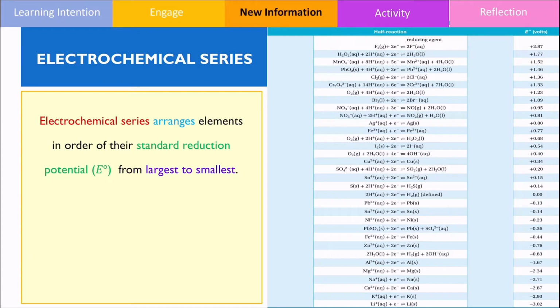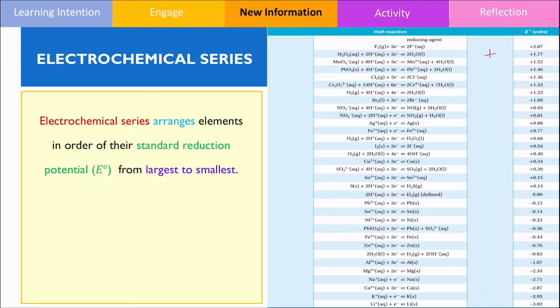The electrochemical series is essentially a chart developed by scientists that arranges elements in order of their cell potential from largest to smallest. In other words, it shows the reduction half equations in order of increasing reactivity. As you can see, all of the positive values are found at the top of the list, which means there is a strong tendency for the reduction reaction to occur instead of the reverse oxidation reaction.